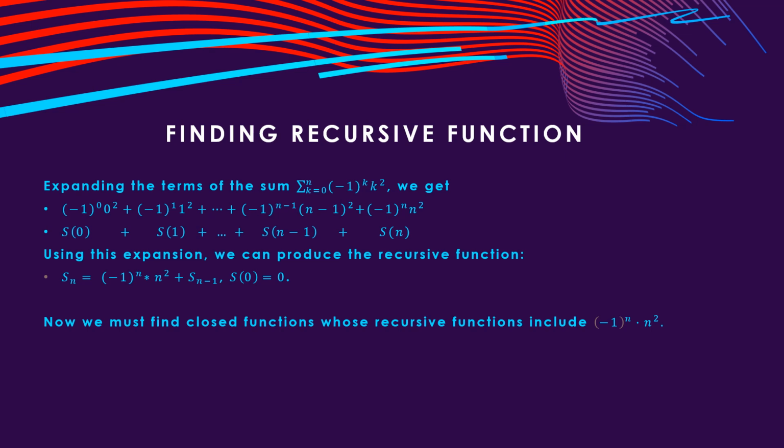So when k equals 0, we have s of 0. K equals n, we have s of n. Using these, we can come up with the function s of n is equal to -1 to the power of n times n squared plus s of n minus 1, where s of 0 equals 0. So the next thing to do would be to find closed form functions whose recursive functions include the variable -1 to the power of n times n squared, because we want to get rid of that.